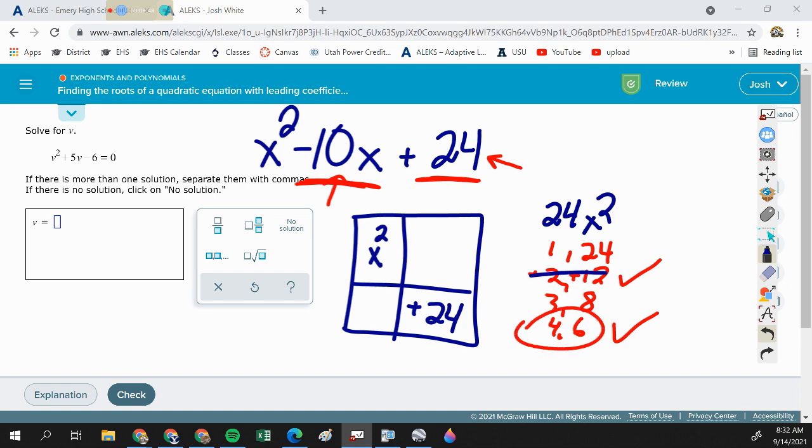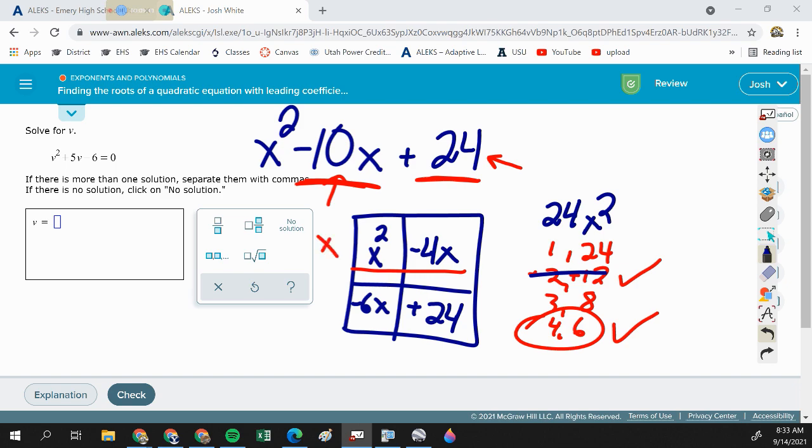How do I build a negative 10 using a 4 and a 6? Negative 4 and negative 6. So I put in negative 4x and negative 6x. Does it matter which is which? No. It'll just change the order of your answers, but it'll still work. All right, we look at the top row. What do those have in common?